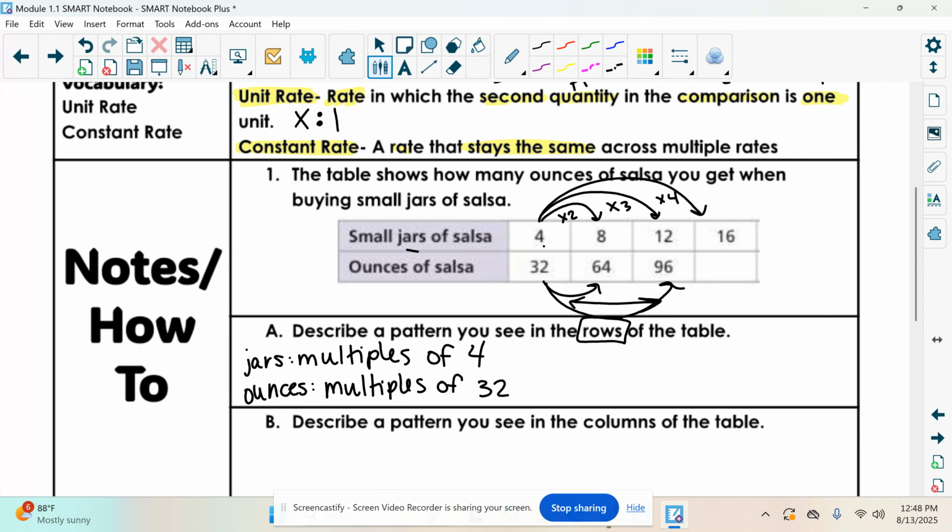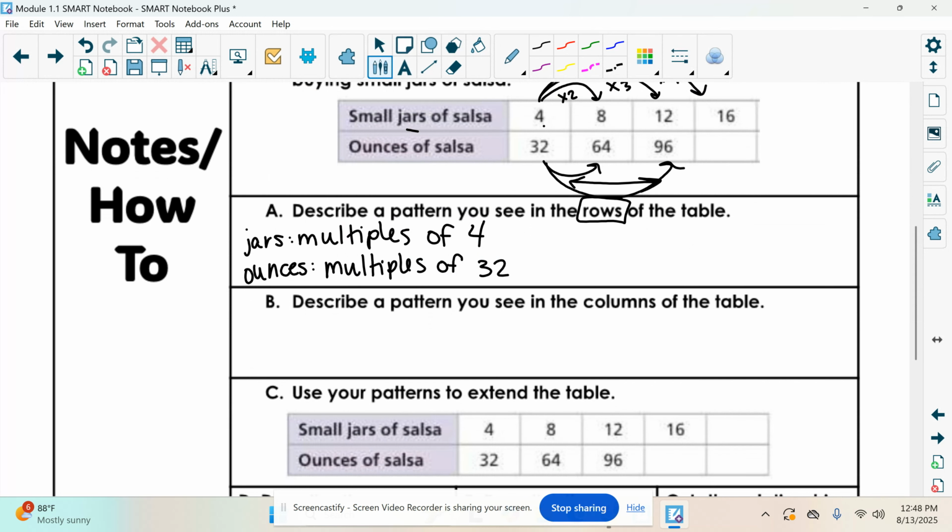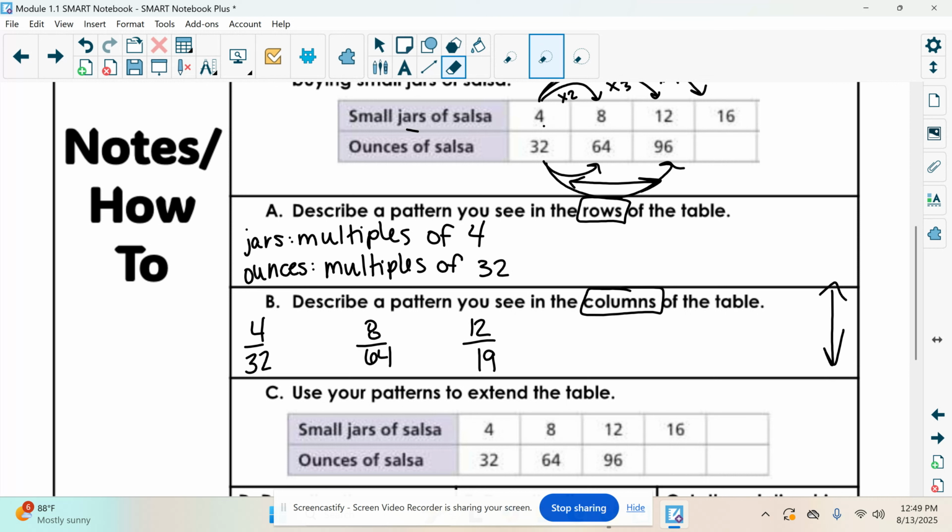All right, so in part B, we want to describe the pattern in the column. So if rows run side to side, columns are going to be up and down. Columns run up and down. Okay? So we've got 4 over 32 in one column. We've got 8 over 64 in another column. And we have 12 over 96 in the other column.